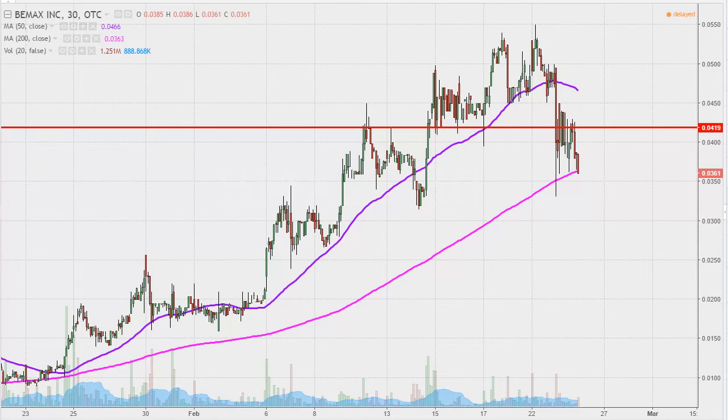So all in all, the big trend is still up. The price has pulled back a little bit, but as long as the bulls can put in a higher low here from the grand scheme of things, that's the name of the game.